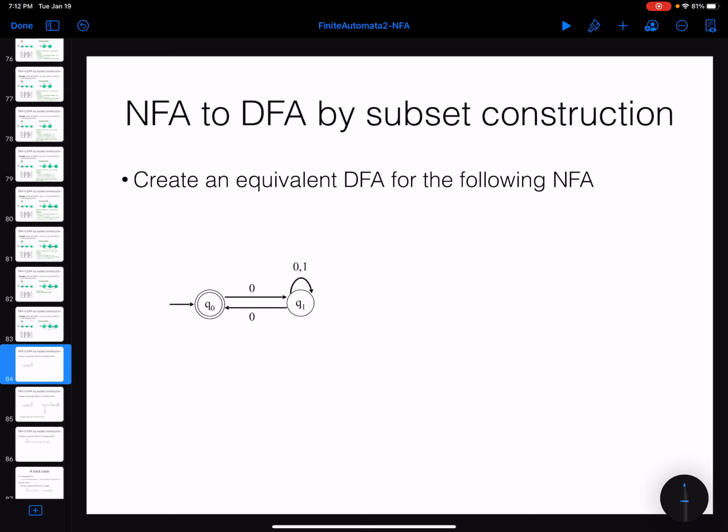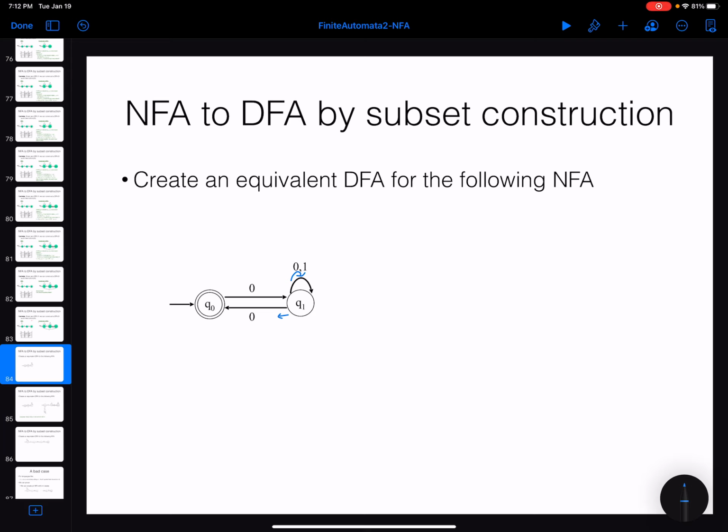Okay, let's do another example here, creating the corresponding DFA. I have an NFA here, and I'm going to create the equivalent DFA for it. This is going to be an NFA because you have two transitions for Q1 over 0, right? One of them is moving to Q0 and the other one is staying at Q1. So this is going to be an NFA, and I can create an equivalent DFA.